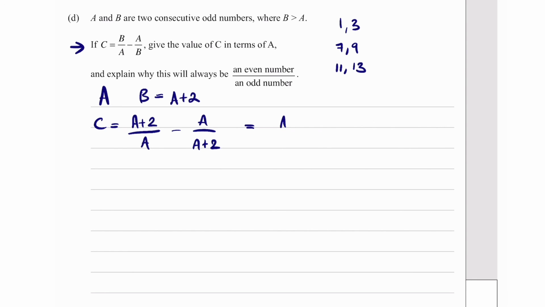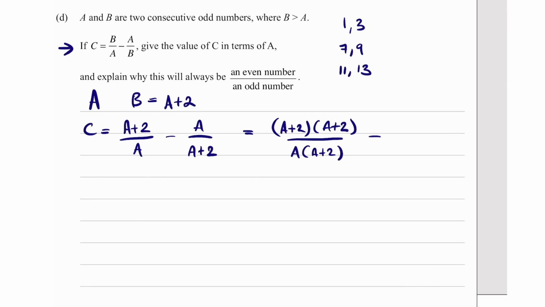So what do I get? I get A plus 2 multiplied by A plus 2, divided by A multiplied by A plus 2, minus. Now the denominators are going to be the same. So I get A multiplied by A plus 2 on the bottom. The top's going to be A multiplied by A.